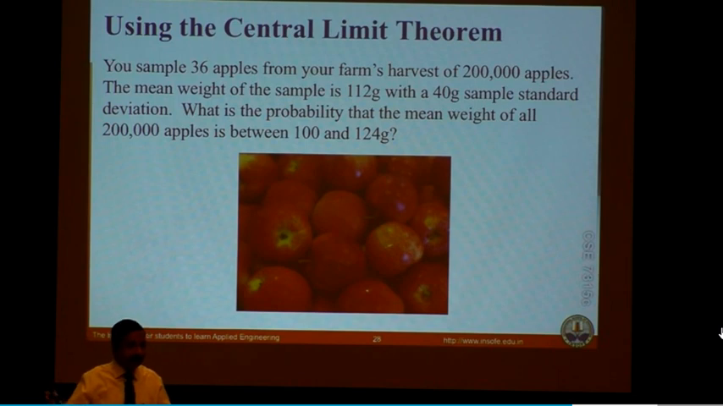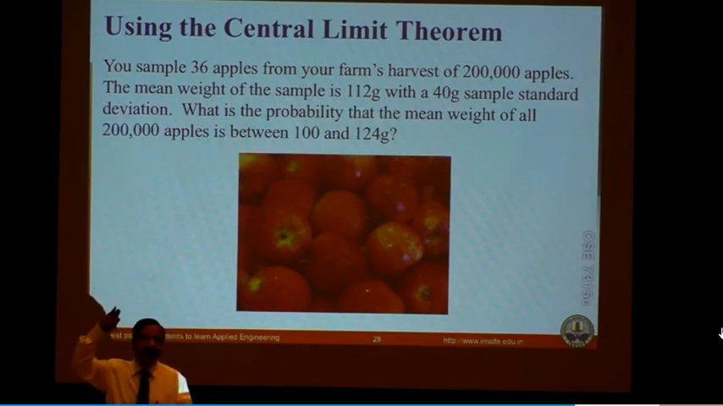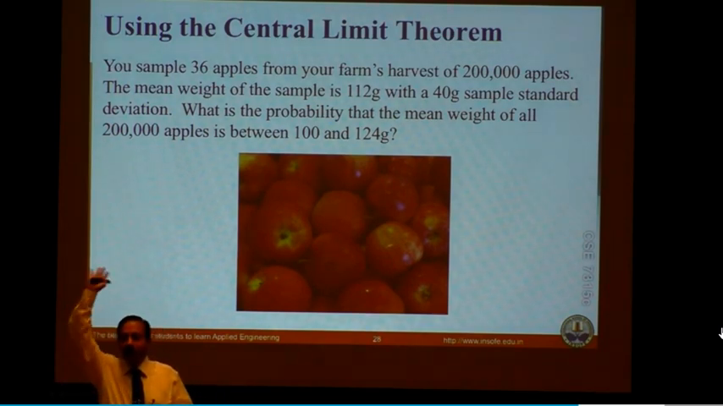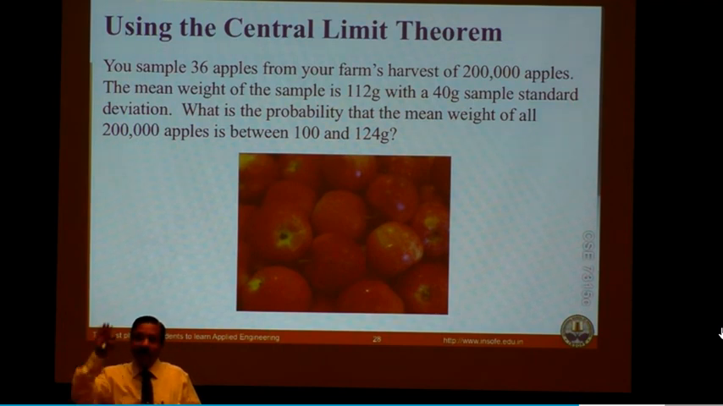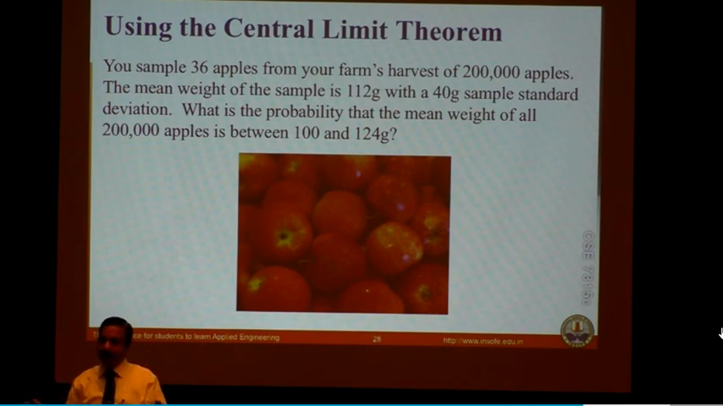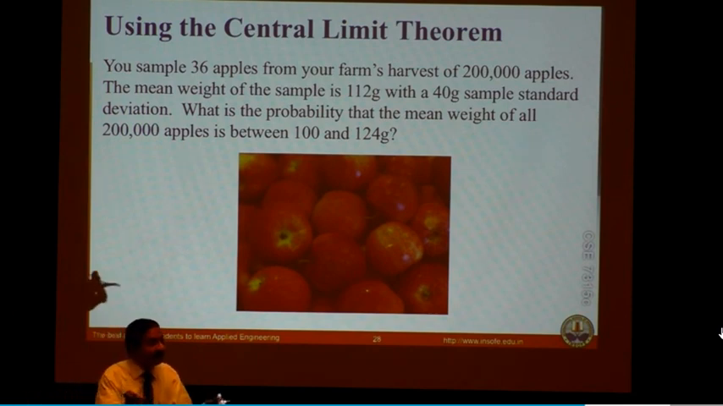You have a farm with 2 lakh apples. Till now I was giving you the population mean and standard deviation. Now I have 2 lakh apples and no clue about them. I want to understand the mean weight of those 2 lakh apples. If I can calculate all 2 lakh, fine, then I don't need inferential statistics.